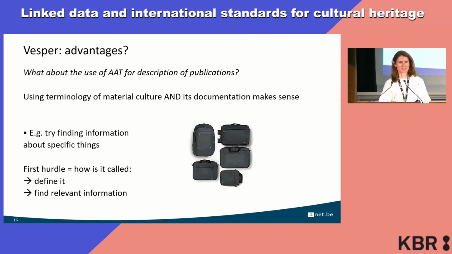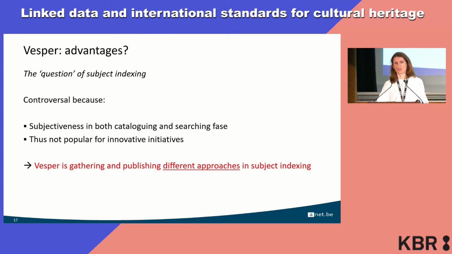So I sometimes get the question, what about the use of AAT for description of publications? Because I already said it's really well known for describing objects. But finally, over time, we came to realize that using a terminology for material culture and its documentation really makes sense. So, for example, try finding information about specific things. The first hurdle is always, how is it actually called? So you first need to define it, and then you can really find relevant information. Next slide, please.